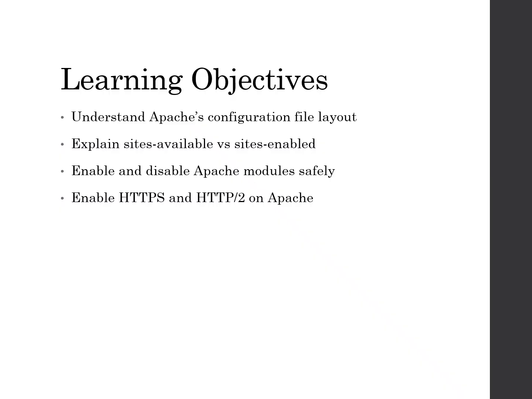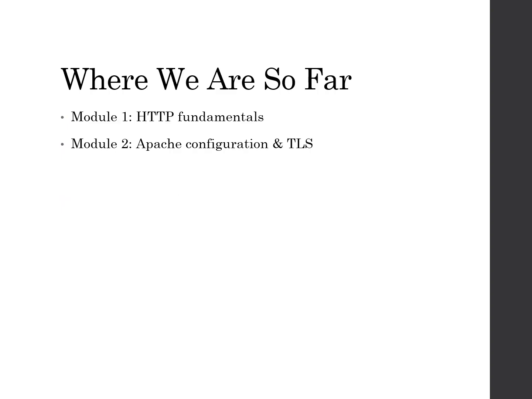Now, some of our learning objectives for this is obviously we're going to have to go through the configuration file layout itself. We're also going to have to explain the difference between sites enabled and sites available, which are two different features in Apache. We're also going to have to talk about enabling and disabling Apache modules safely and how you can go about doing so. And then finally, we'll talk about HTTPS and HTTP2 on Apache.